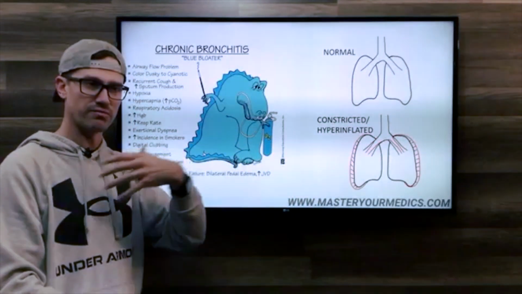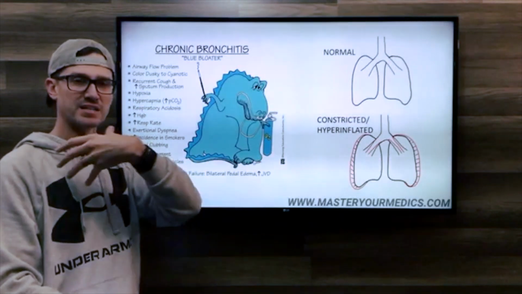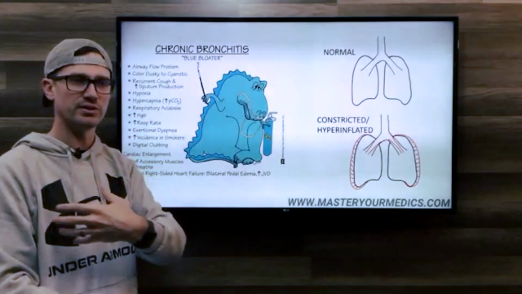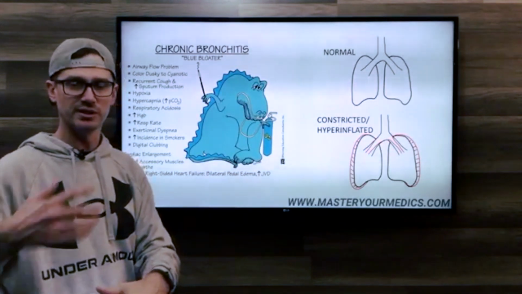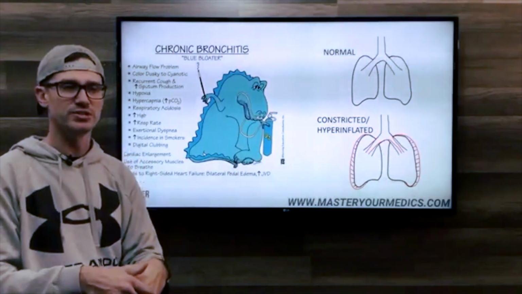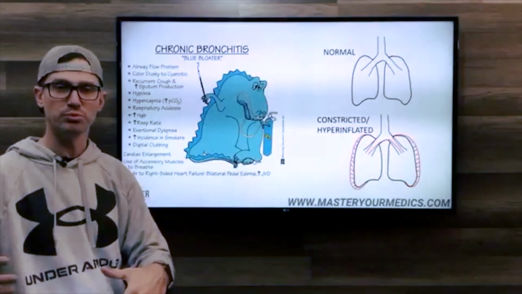So with right side heart failure, everything kind of backs up. With right side heart failure, they can end up developing pedal edema, distal edema, they end up developing just fluid retention globally. So that's where they're going to become those blue bloaters.